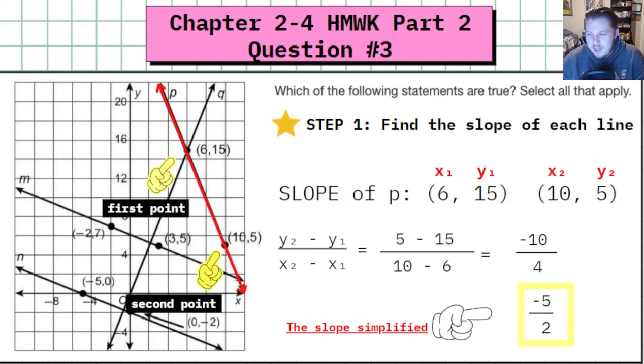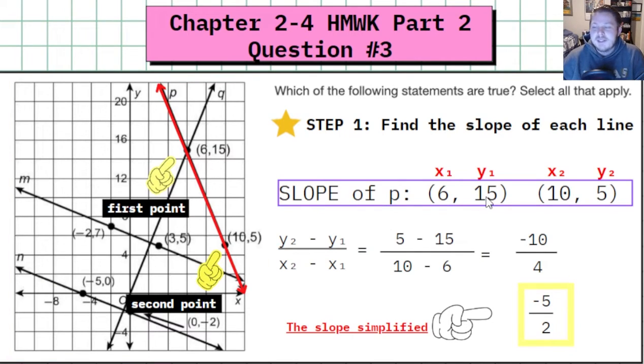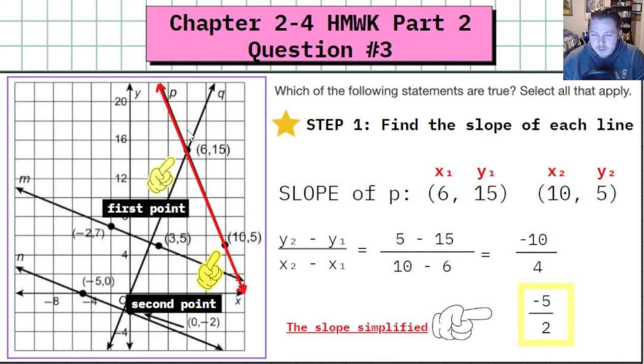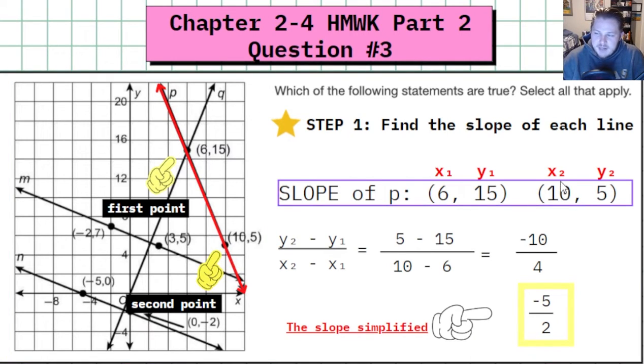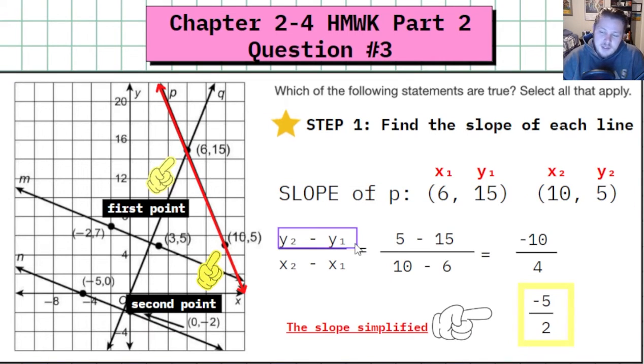We can go to slope P. Okay, I have my 2 points. 6 comma 15, going from left to right. Here's my first point, 6 comma 15. And then I can keep going, 10 comma 5. That's my x2 and my y2. All I have to do is take those and plug them into the slope formula. y2 minus y1. My y2 is 5, okay, minus my y1, which is 15.